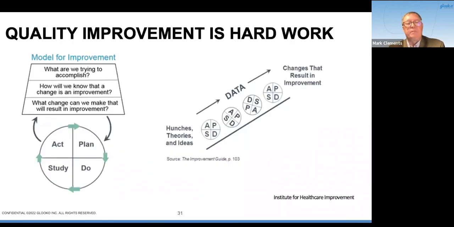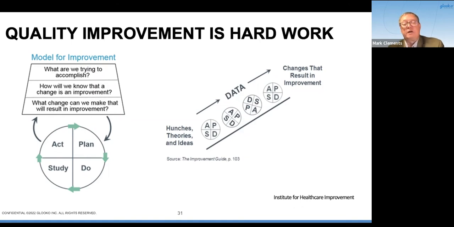It's important to keep in mind that quality improvement is hard work. In my own academic practice, we use the model for improvement and the Deming wheel. The Deming wheel includes plan, do, check, act cycles. You can see here I've called it plan, do, study, act cycles. And one begins by asking the question, what are we trying to accomplish? How will we know that a change is an improvement? And what change can we make that will result in an improvement?